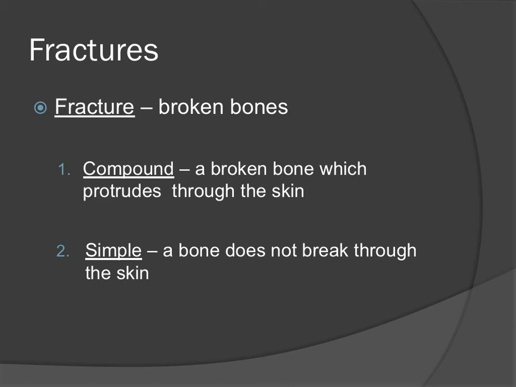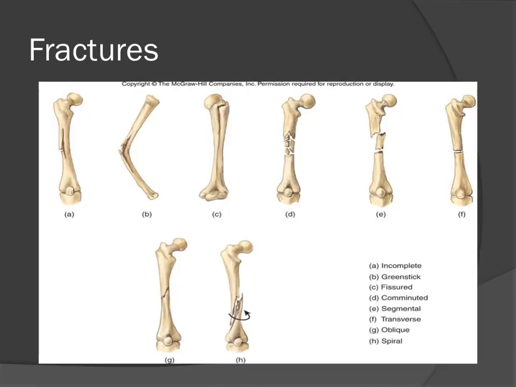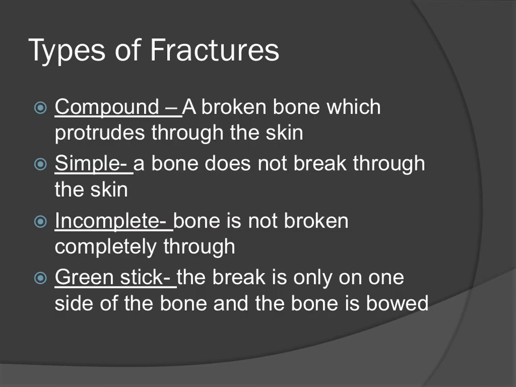Simple is a bone that does not break through the skin, so a break that does not form an open wound in the skin would be a simple fracture. And this is just some pictures here of different types of actual fractures, and you can see the difference in where the bone actually is broken. So a couple other notes: compound being a broken bone which protrudes through the skin. Simple, a bone does not break through the skin.